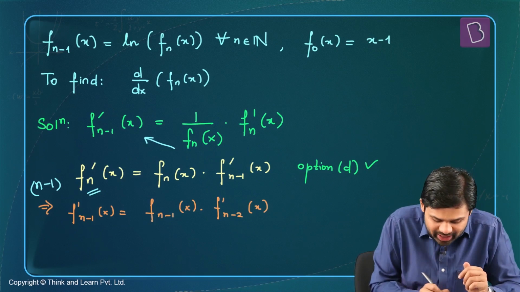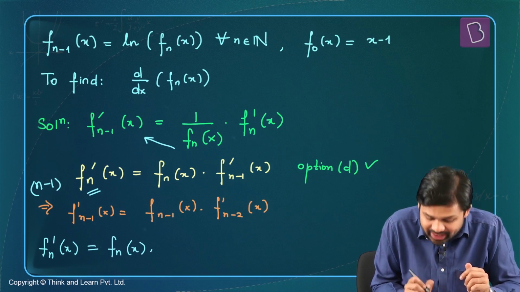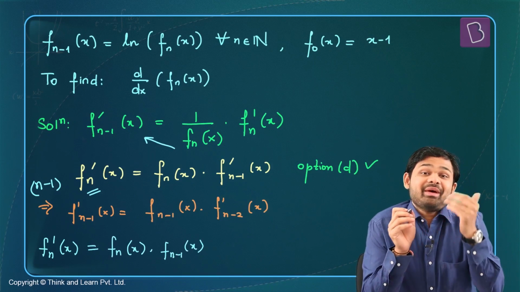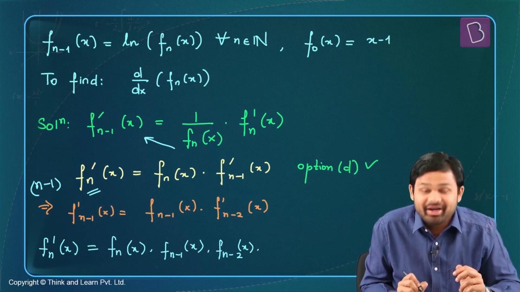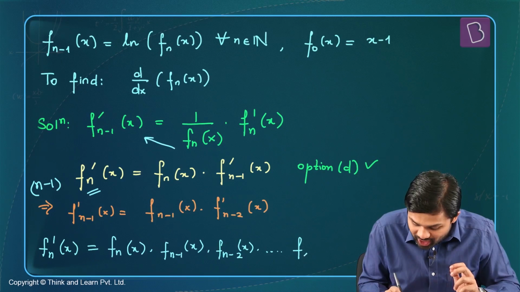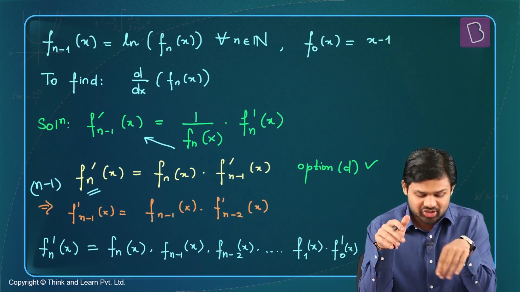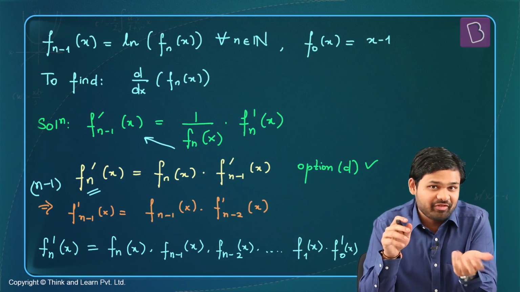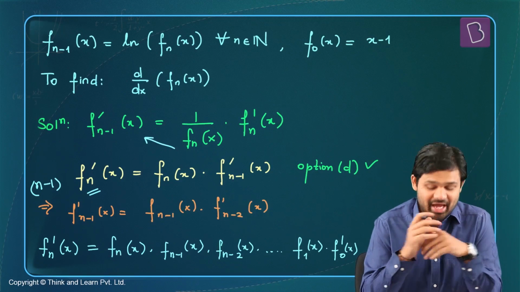So what I will do is take the derivative of fn of x, and that is equal to fn of x into the derivative of fn minus 1 of x, which is nothing but fn minus 1 of x into the derivative of fn minus 2 of x. Now the derivative of fn minus 2 of x is fn minus 2 of x into the derivative of fn minus 3 of x. This is going to go on until finally you will have f1 of x multiplied by the derivative of f0 of x. Correct? Now this term is the derivative of f1 of x. The derivative of f1 of x will be f1 of x multiplied by the derivative of f0 of x. So this is going to be the expression for the derivative of fn of x.